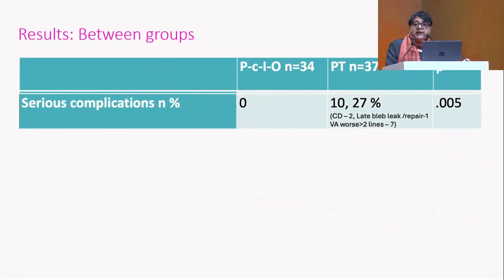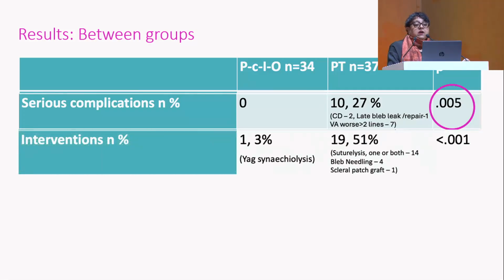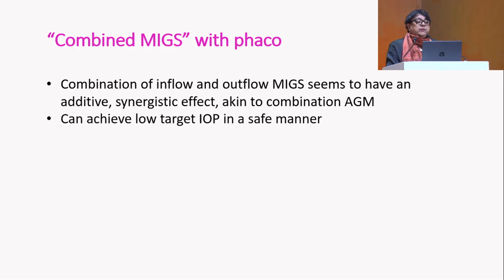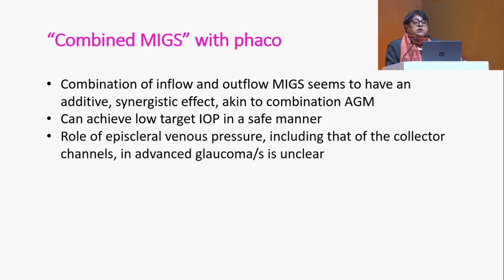serious complications, defined as sight-threatening complications as well as visual acuity worse by 2 or more lines, and interventions were also much more in the phaco-trab group. So, combination of inflow and outflow MIGS seems to have an additive, synergistic effect which a single MIGS may not be able to achieve. This is akin to the combination of anti-glaucoma medications that we use all the time. It can achieve a low target IOP in a very safe manner. And the role of episcleral venous pressure, including that of the collector channels in advanced glaucomas, is still unclear.